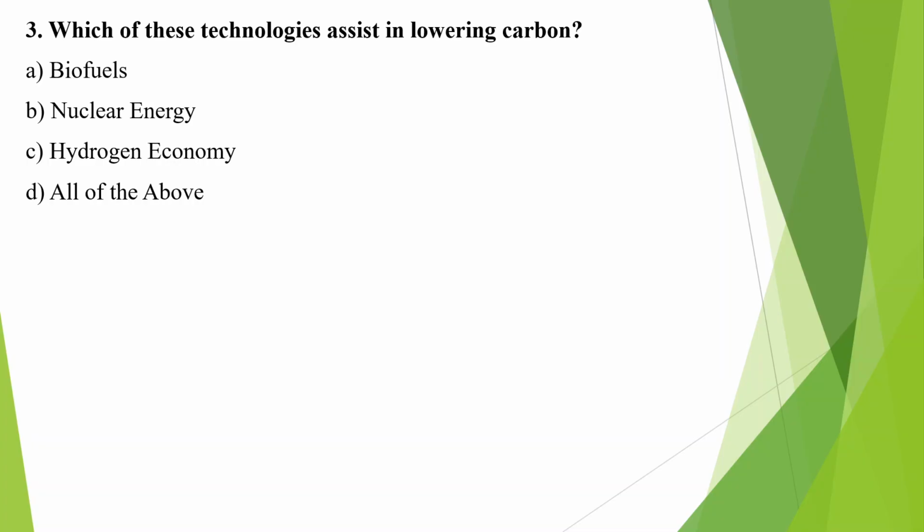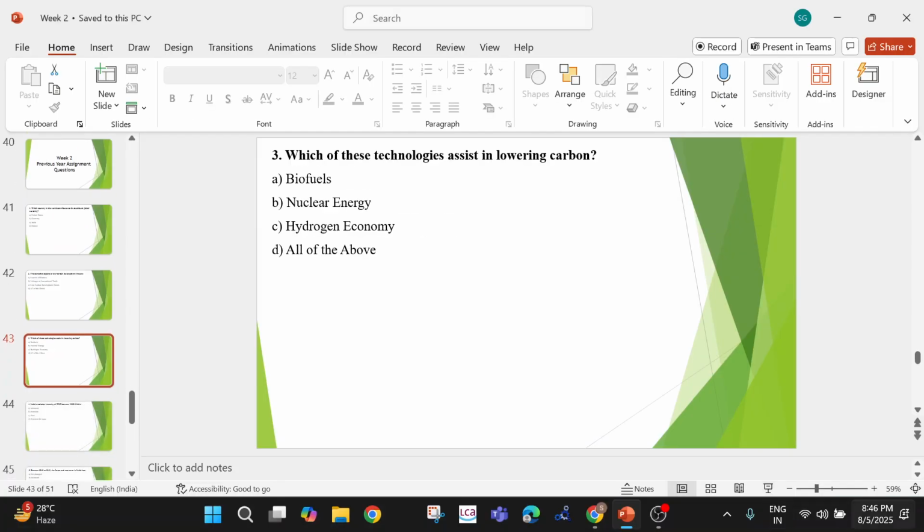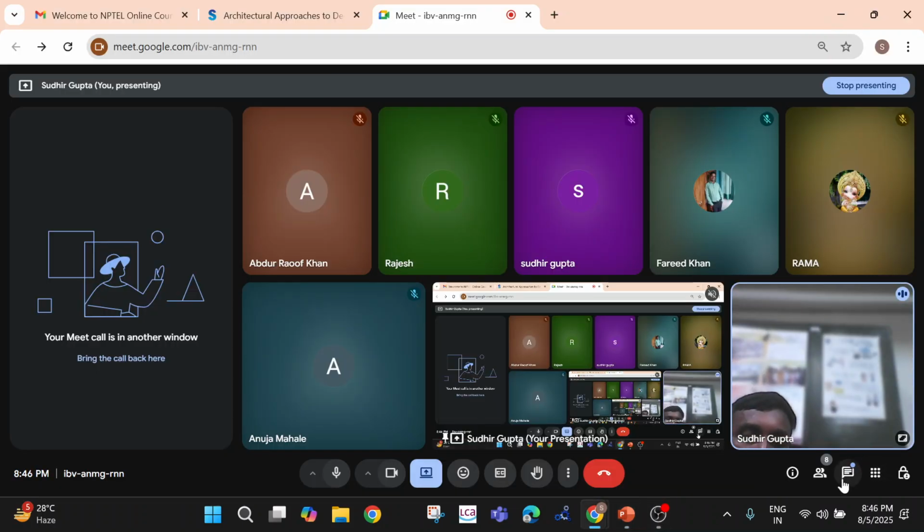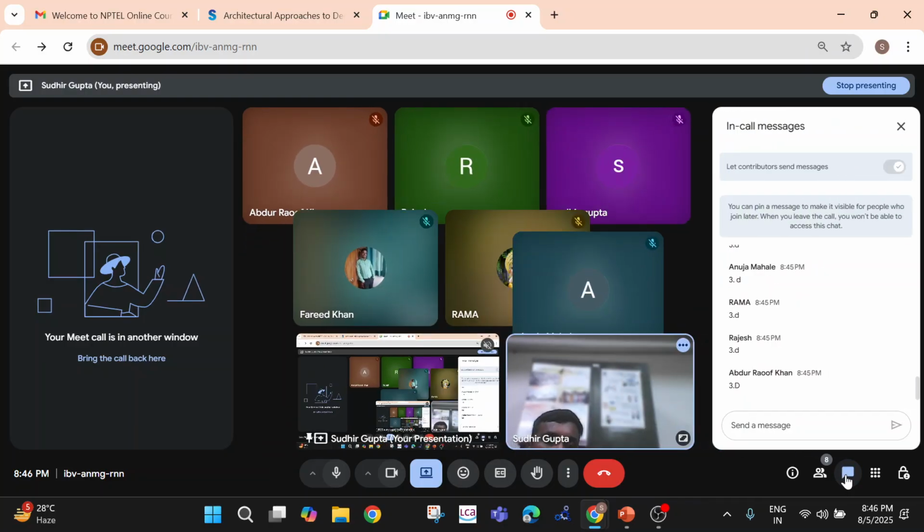I hope all of you will be able to understand and give the correct answer. So I think now it's time to disclose the answer and see how many of you are 100% correct with the previous year assignment question.